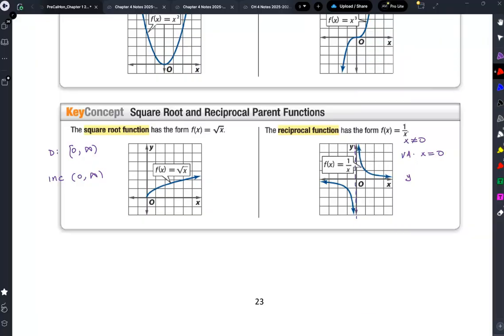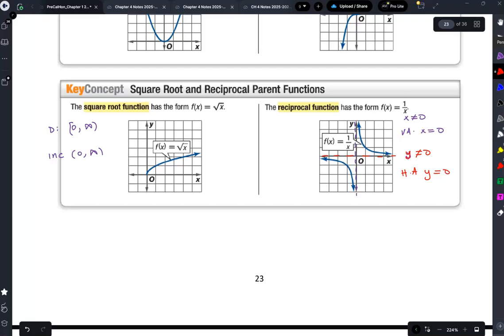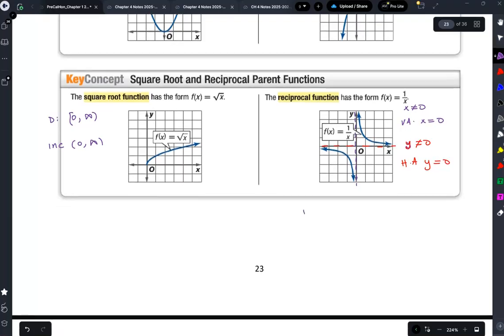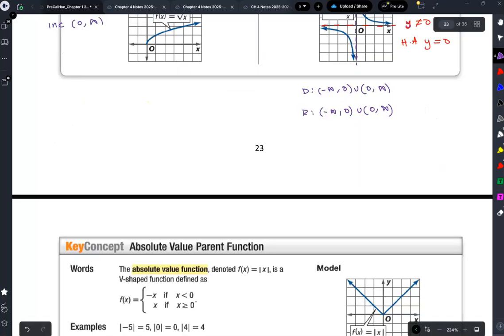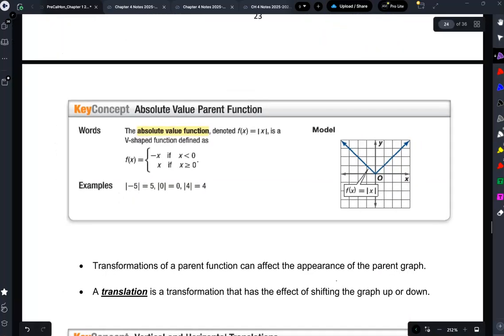So that means y also can't be 0. There is also a horizontal asymptote, y equals 0. You see that? So the domain will be negative infinity to 0, 0 to infinity, and the range will be negative infinity to 0, 0 to infinity. Okay, good. Then we have the absolute value function, which is this.